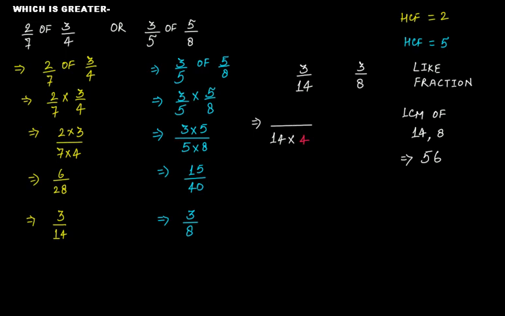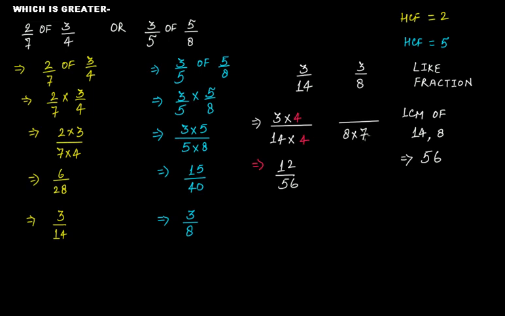And since we have multiplied the denominator by 4, we'll also multiply the numerator by 4. So this will become 12 divided by 56. Okay. By what number should we multiply 8 so that we get 56? The answer is, if you multiply 8, the denominator of this fraction, by 7, you'll get 56, right?